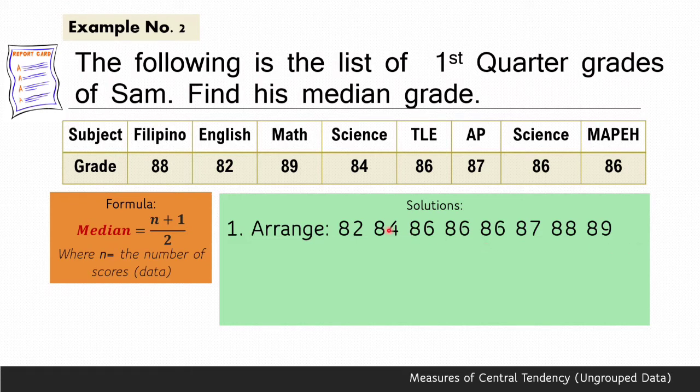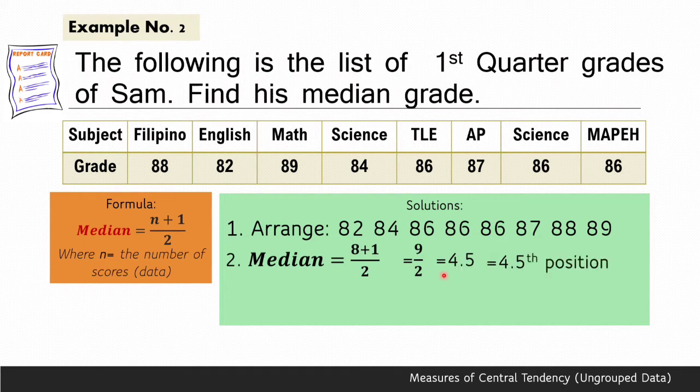Now, as you can notice, we have an even number of data. There are 8 grades here. So now, let's use the formula n plus 1 over 2. That would be 8 plus 1. So where did we get 8? Again, that's the number of scores, the number of grades. So 8 plus 1 would be 9, and divided by 2, we will get 4.5.